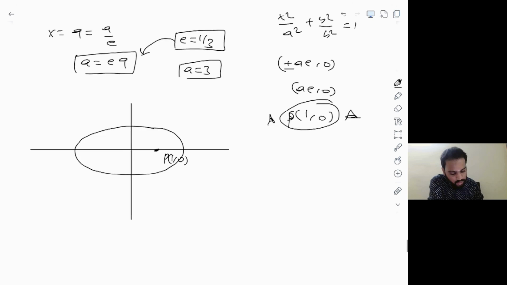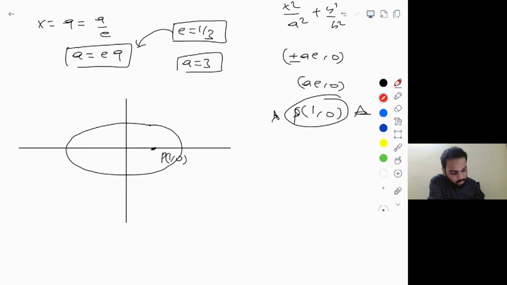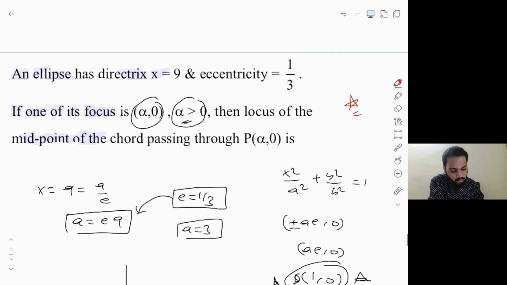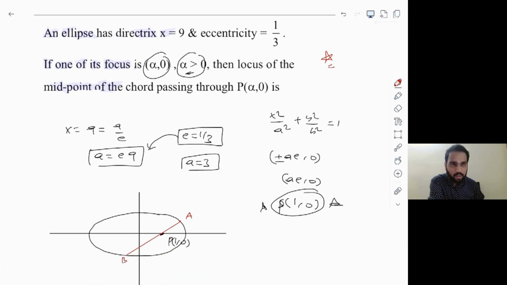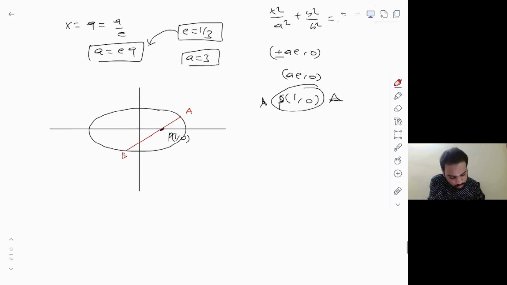Now they said that there is a chord passing through it. Let's take it something like this. This is the chord which is passing through the point P. Let's take it as some chord AB here. Now what we have to find out is the locus of the midpoint of this chord. Okay, so let's see the calculation part.